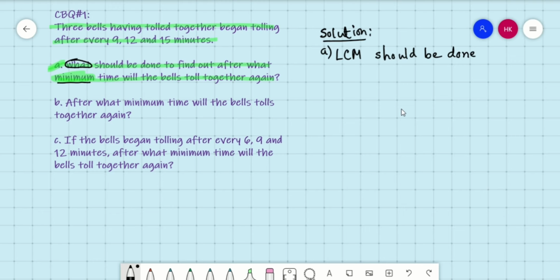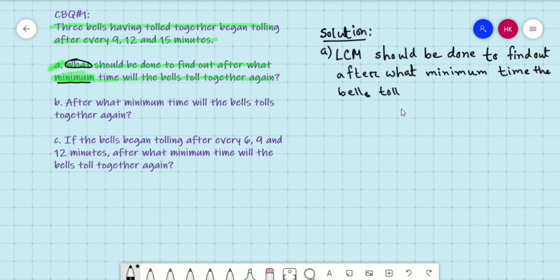LCM should be done to find out after what minimum time. In the question, we just replace what by LCM, nothing else. The bells toll, here toll means ringing, together again. This should be the answer. I hope you understand. Now move on to our next question, question number B.